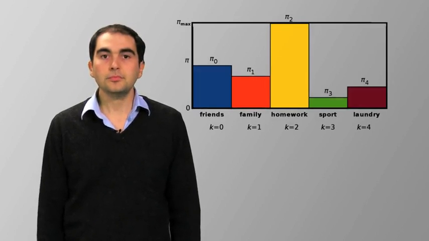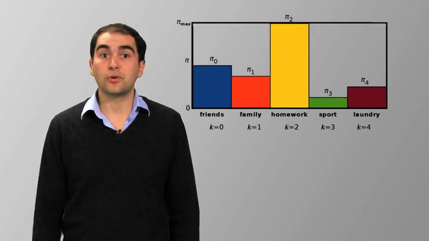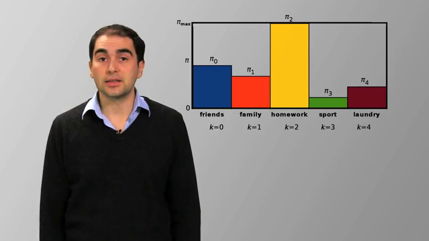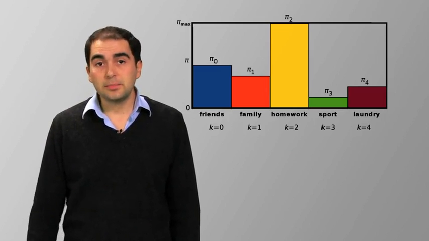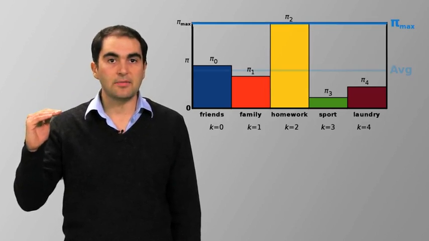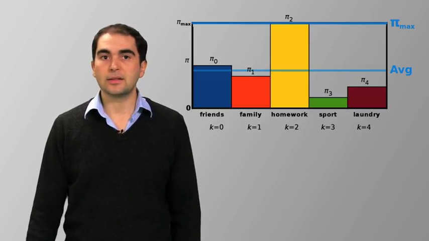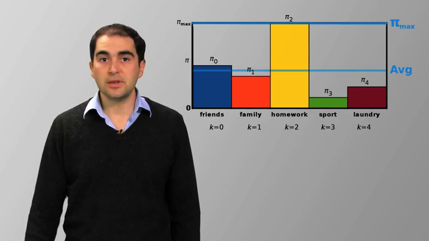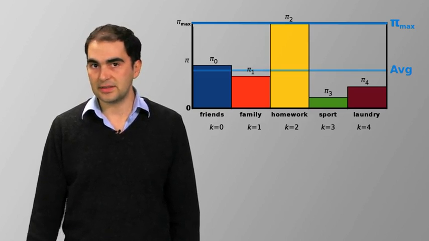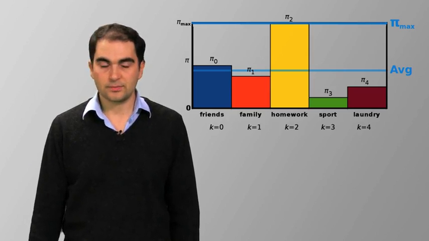Let's look again at the last figure. You can see that the number of pebbles you should draw before having a single hit is typically equal to the ratio between pi max and pi average, where pi max is the maximal weight and pi average is the mean value between all the activities. This number can be very large.